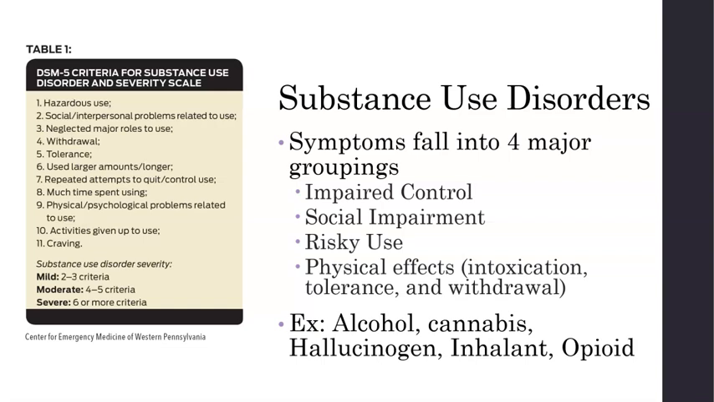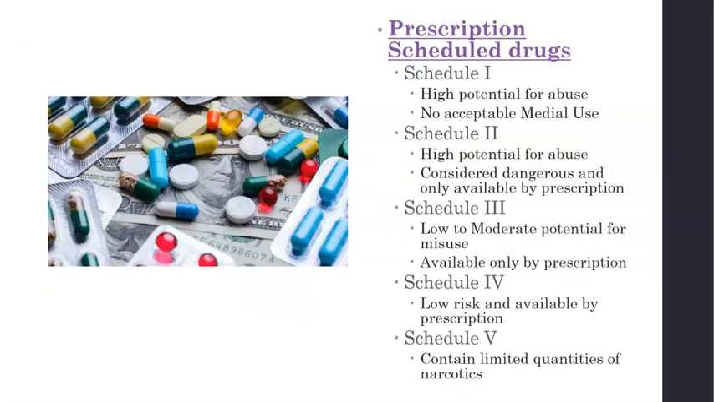So, when we look at substance abuse, our symptoms fall into a few categories: impaired control, social impairment, risky use, physical effects, what we see while we're using them. So, on the left, that's that DSM criteria of what we're seeing in our patients while they're using it, under the influence. What tells us they have a disorder. Prescription drugs, we got our scheduled. Y'all should have gotten this in pharmacology.